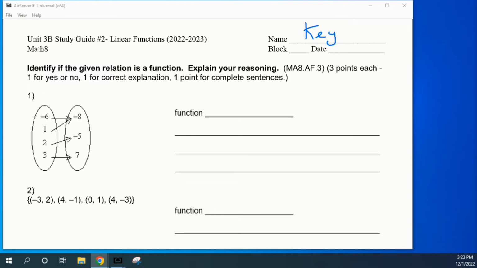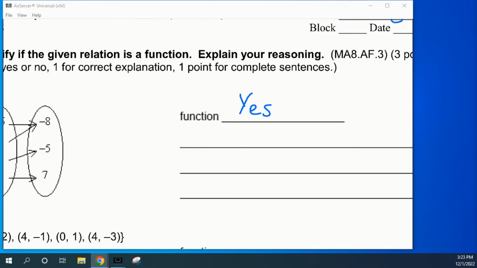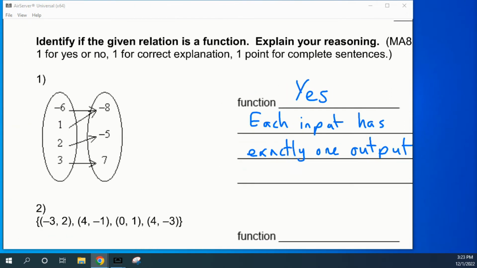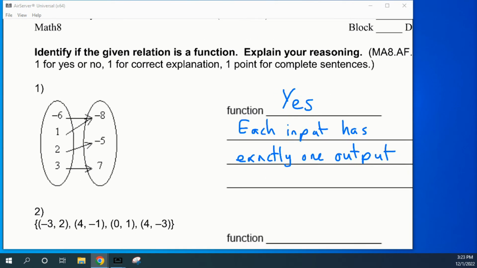Identify whether the given relation is a function and then explain your reasoning. So this first one is a function, and the reason, as with any function, is that each input has exactly one output. What I mean by that is the inputs on the left side do not go to different numbers.